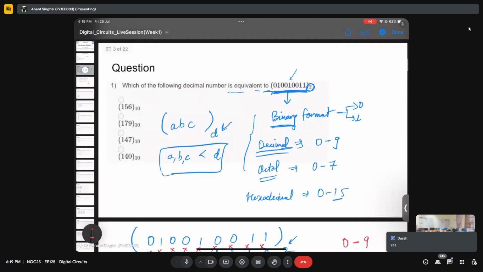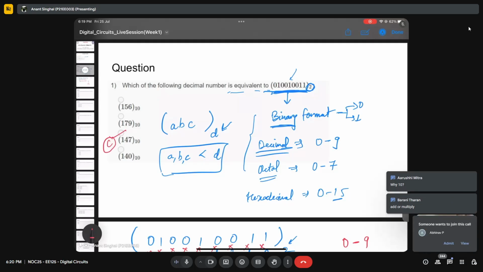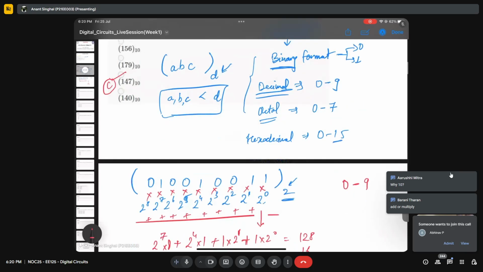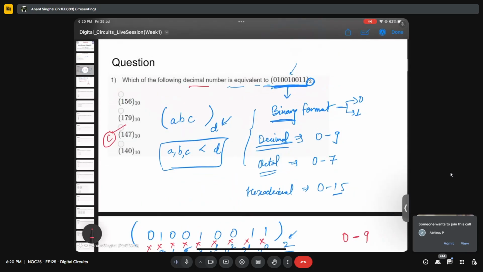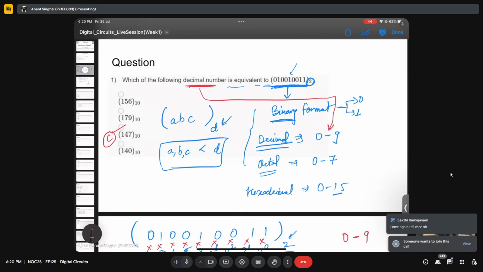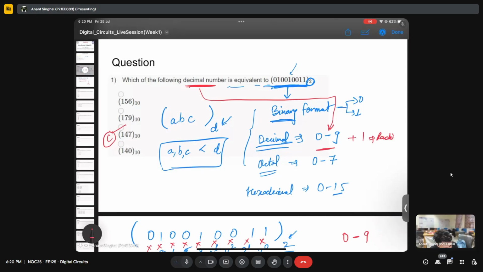So the correct answer to this problem will be option C, that is 147 to the base 10. Why 10? Because we are converting to the decimal format. The decimal format spans from 0 to 9, and whatever the span is, plus 1 will be the radix or the base of that particular system. So in decimal, we have a base of 10. In octal, since the numbers are from 0 to 7, the base is 8. In hexadecimal, since they are from 0 to 15, the base is 16.